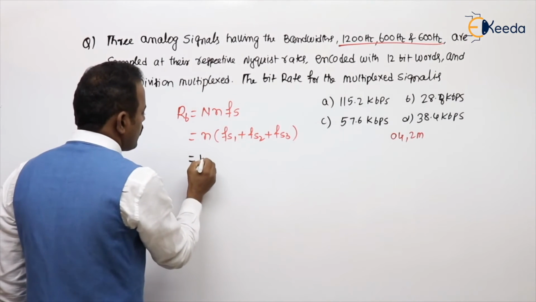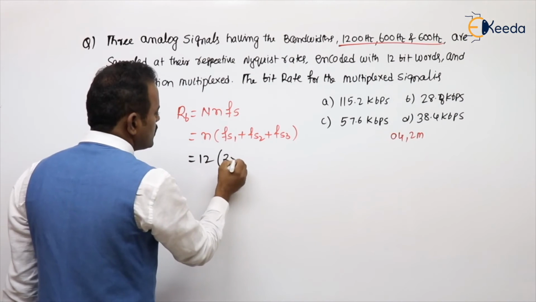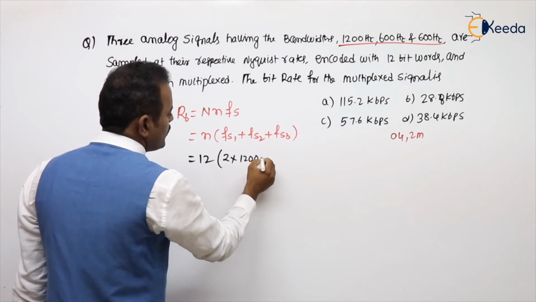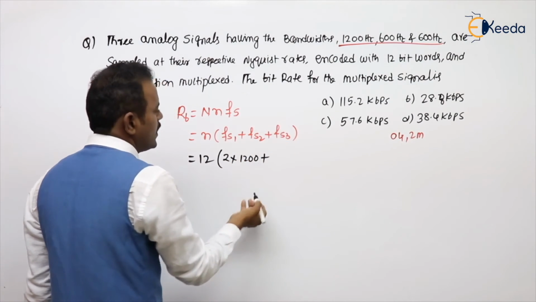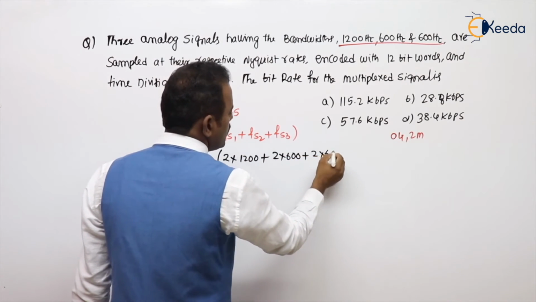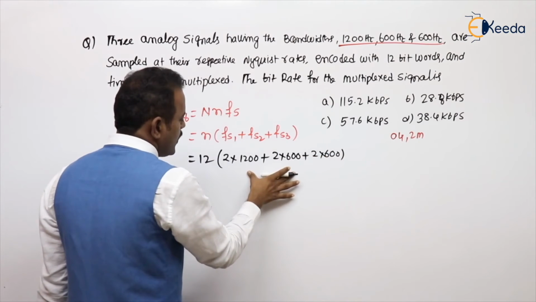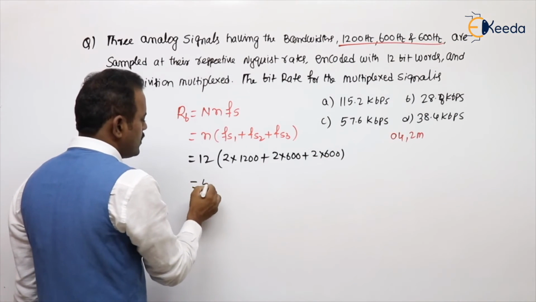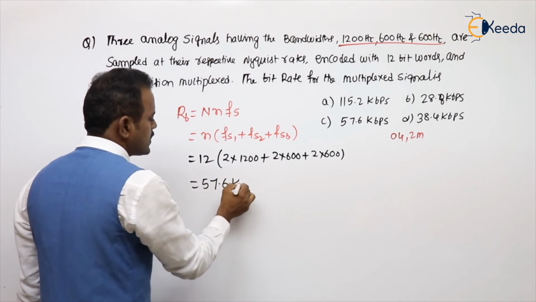Here, n into Fs1 plus Fs2 plus Fs3, because all have different bandwidths. n is given as a 12-bit word. So 12 into Fs1, which is 2 times its value because he told the Nyquist rate, so 2 into 1200, then 2 into 600, third one also 2 into 600. This calculates to 4.8 into 12. So we get 57.6 kbps.